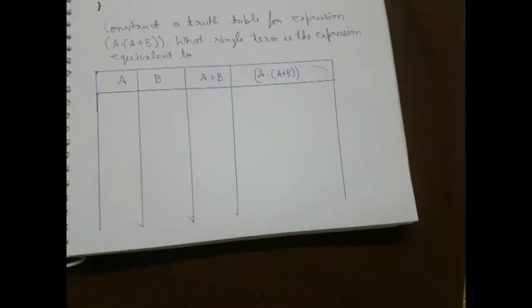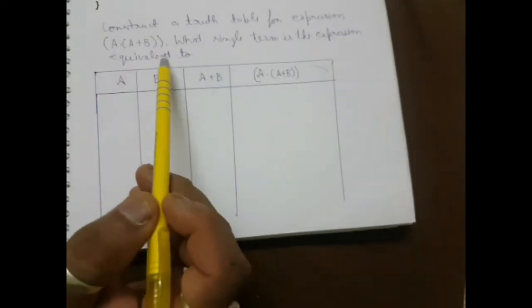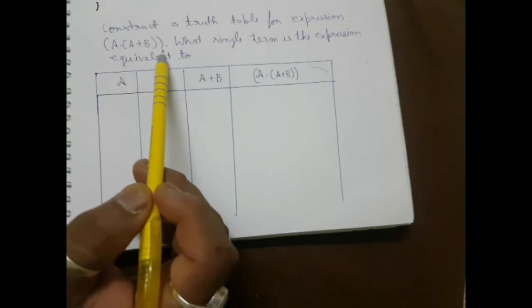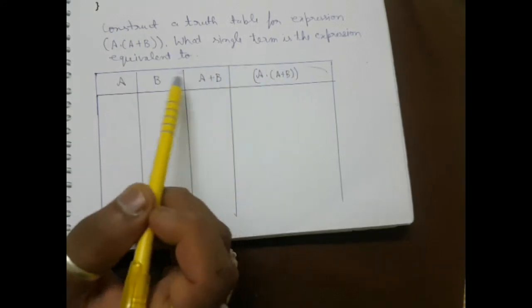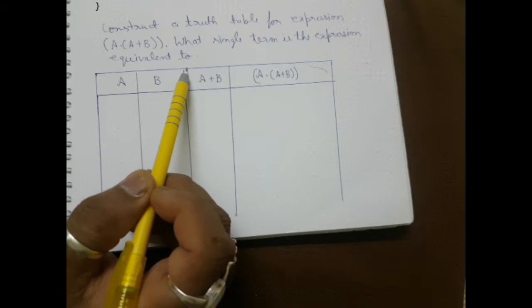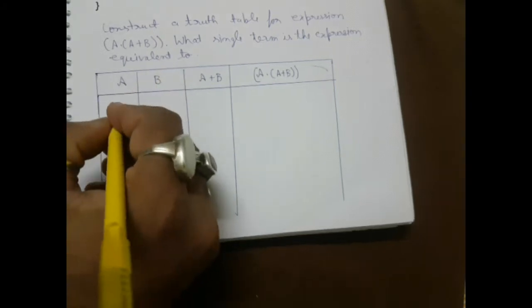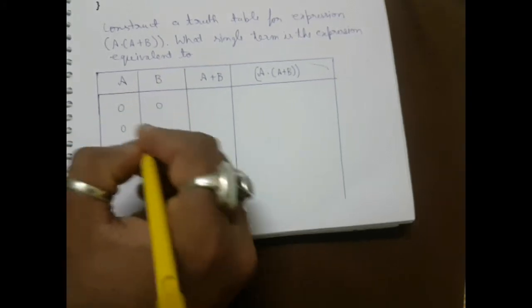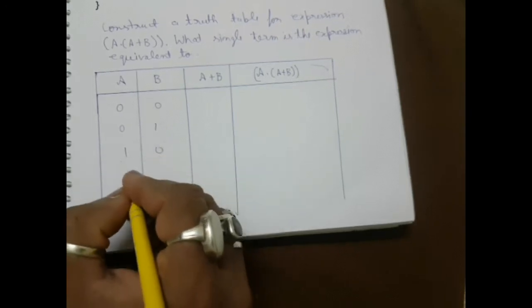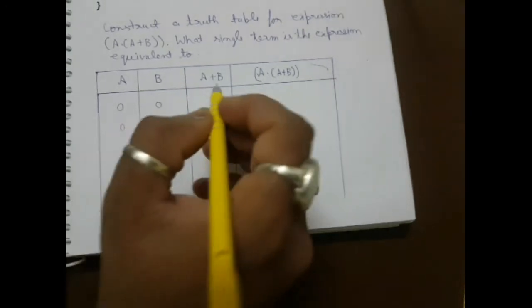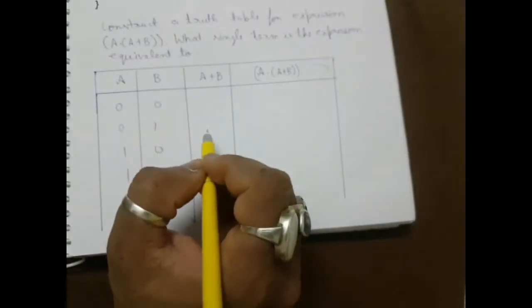Now students, there is a question: construct a truth table for the expression a dot (a plus b). What single term is the expression equivalent to? Alright, so we'll fill up the values here: 0 0, 0 1, 1 0 and 1 1. Now we write the truth values for a plus b.